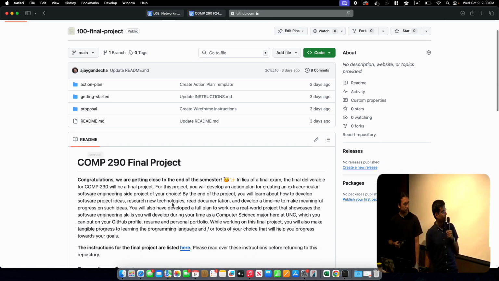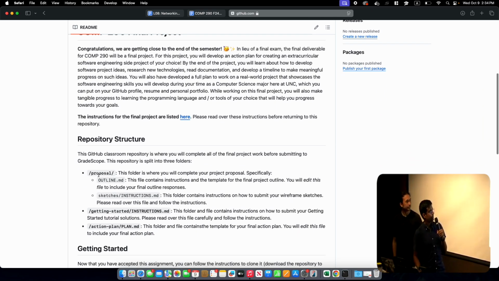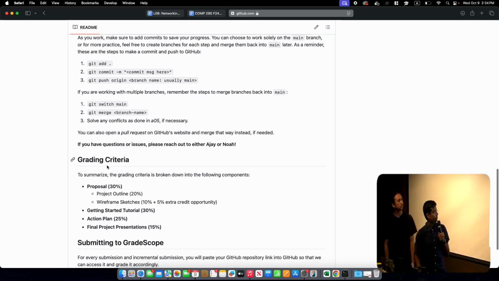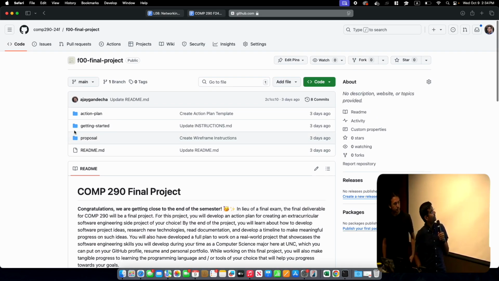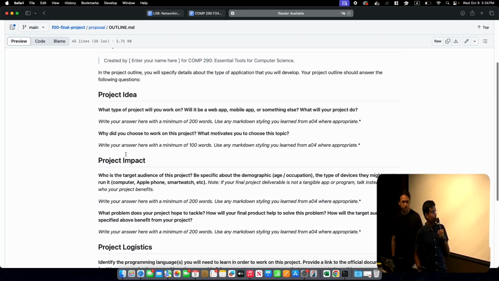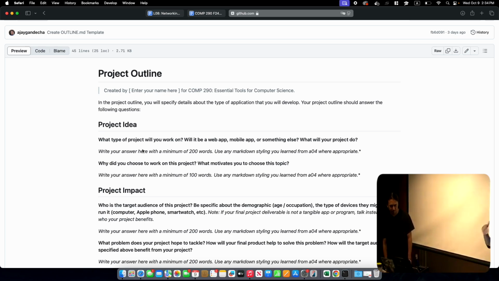And in this README file here, which is all written in Markdown, you will see that we explain where the different pieces of the project will go, and there will also be a getting started section of how you can download this repository to your computer, and also a summary of the grading criteria. If you click on any of these, so you'll be starting out with the proposal, you'll see that there is an outline file, and this outline is the one that you can modify to answer all of the questions. So this is just looking a little bit ahead.